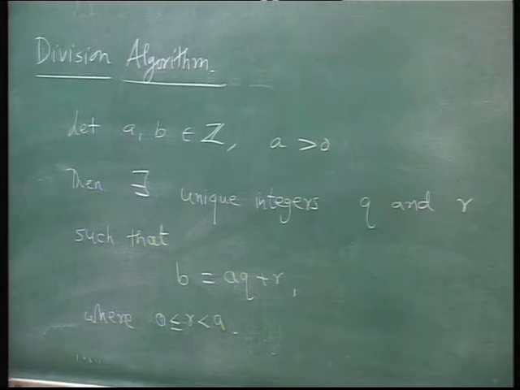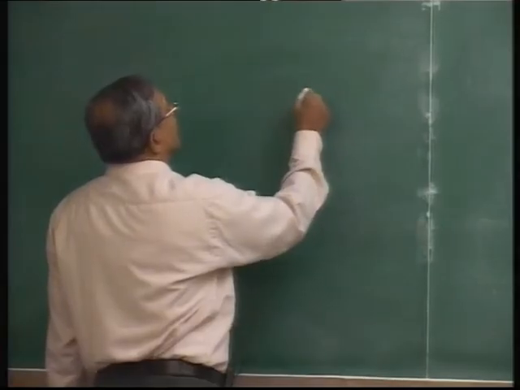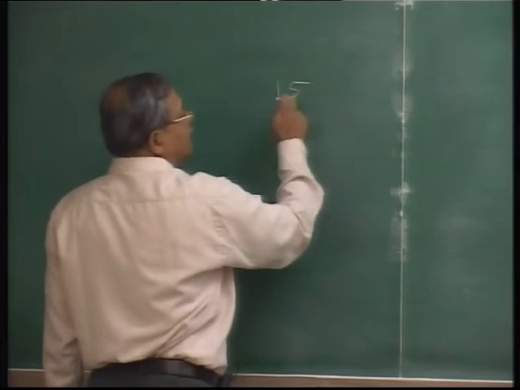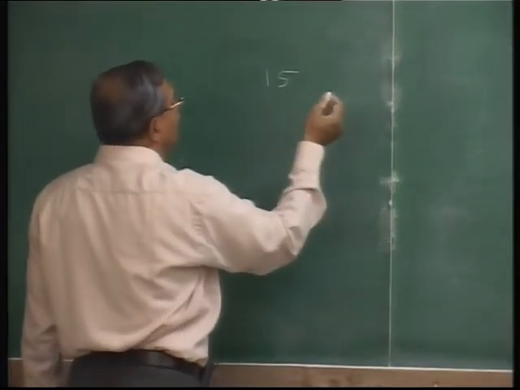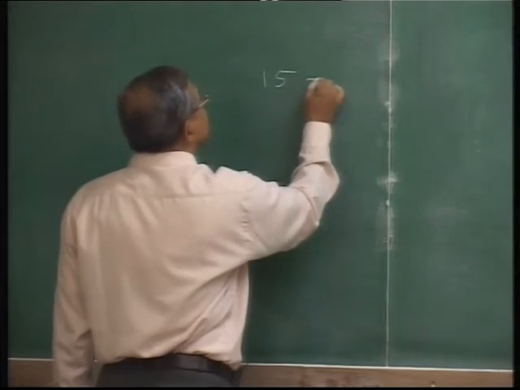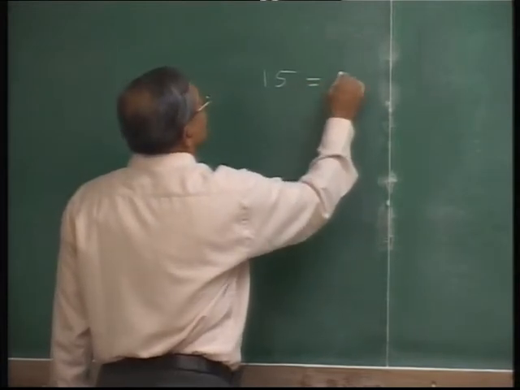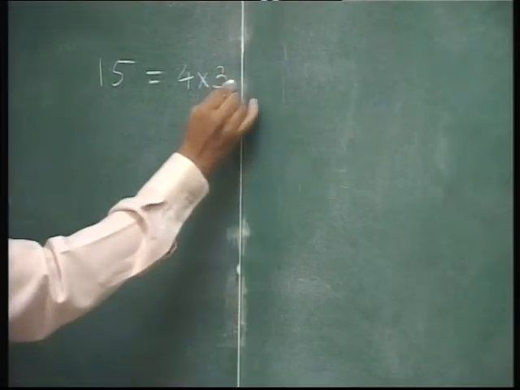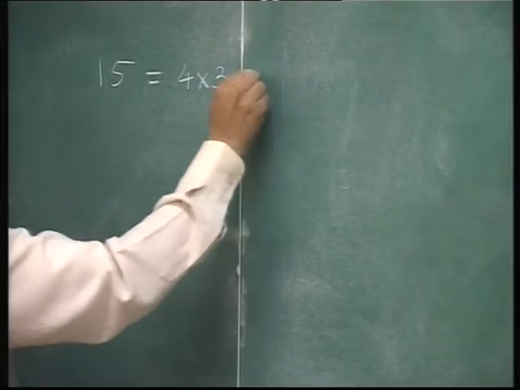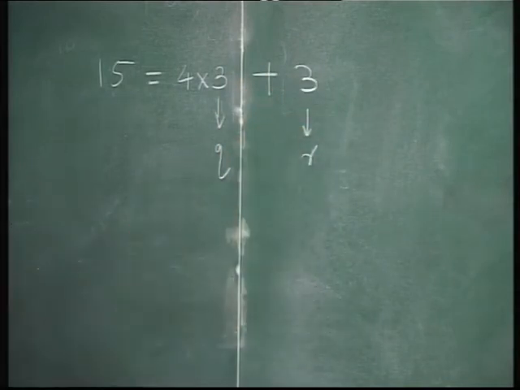So we will prove this division algorithm, that there always exist such integers q and r. Here I am taking a positive, but there is no restriction on b. b can be a negative integer also. If I take, for example, 15 and I am dividing by a equal to 4, then I can say this is a into q. So 4 multiplied by 3, this is q, plus r, that is 3.